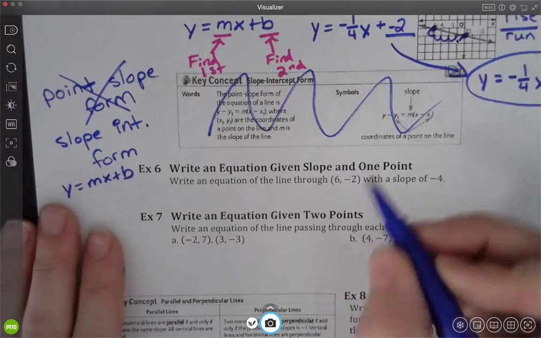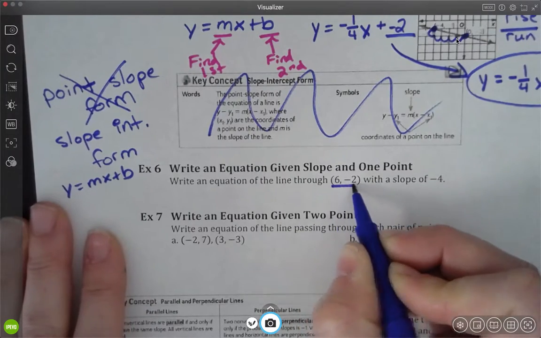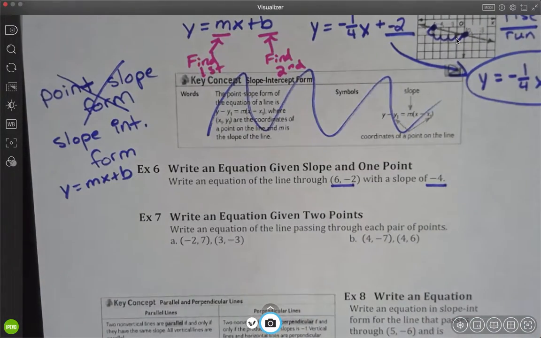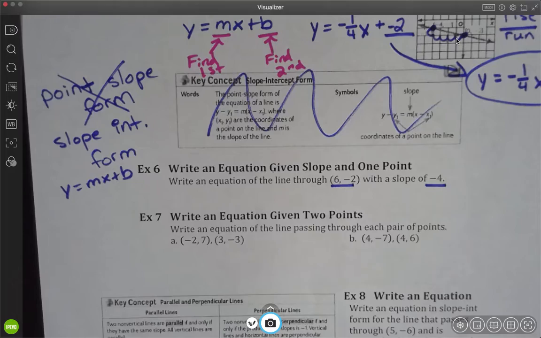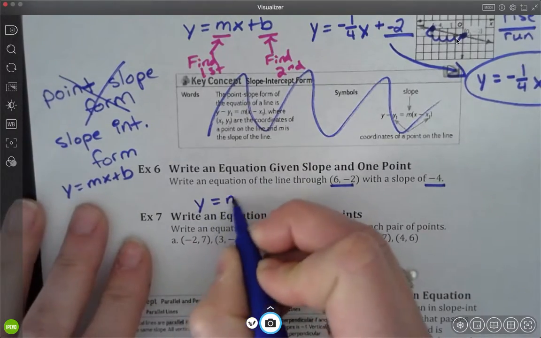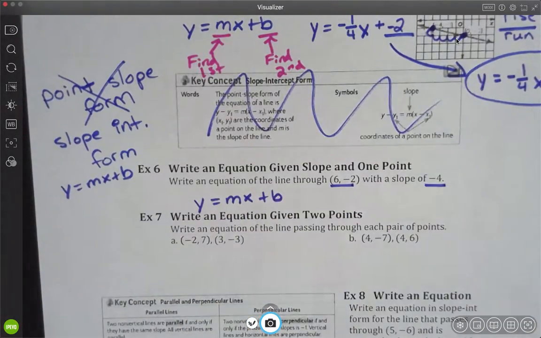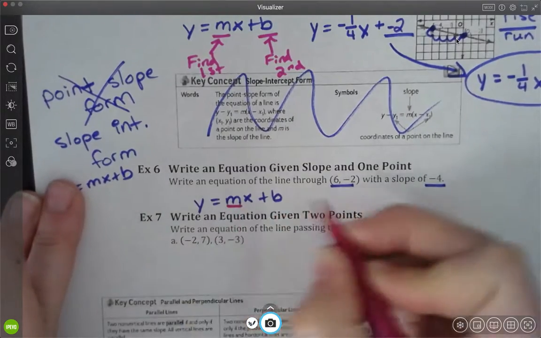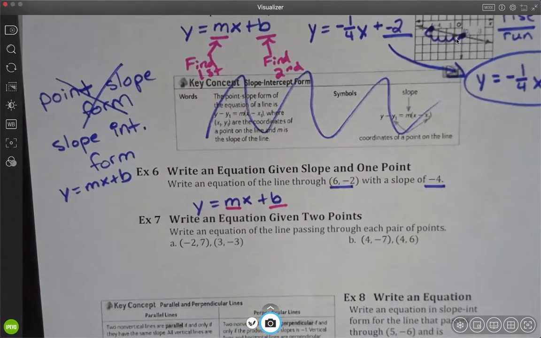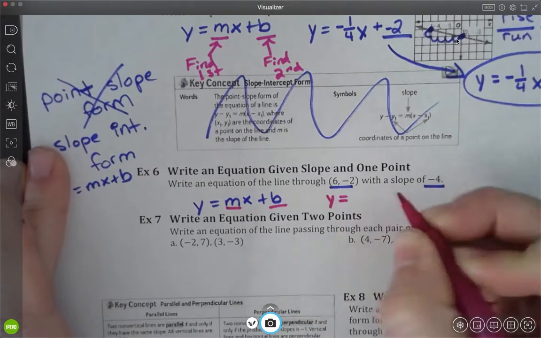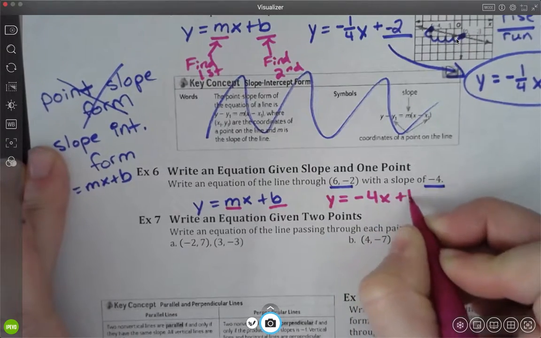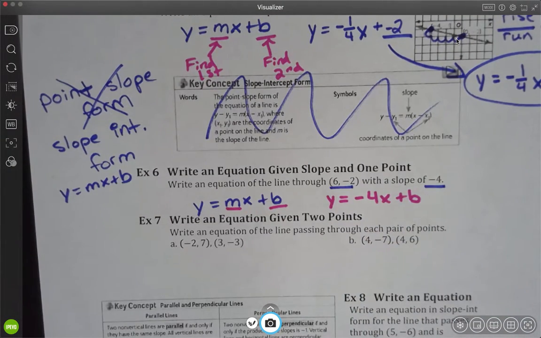All right, so example 6. We want to write an equation that goes through the point (6, negative 2) and has a slope of negative 4. My equation is y equals mx plus b. I have to find a number to plug in for m and a number to plug in for b. The x and y stay the same. So negative 4 is m, that's the slope, and it goes in that spot. So I have y equals negative 4x plus b.